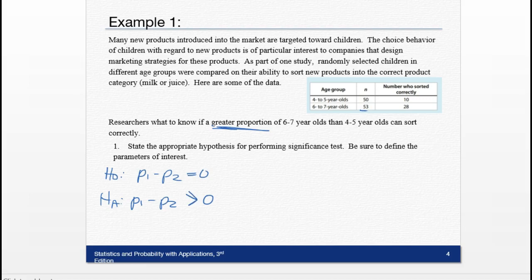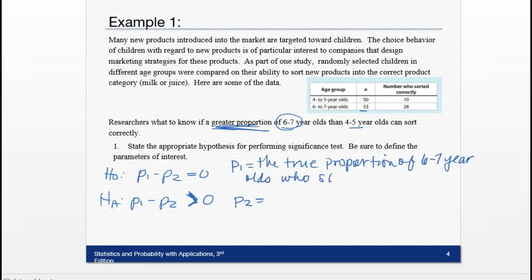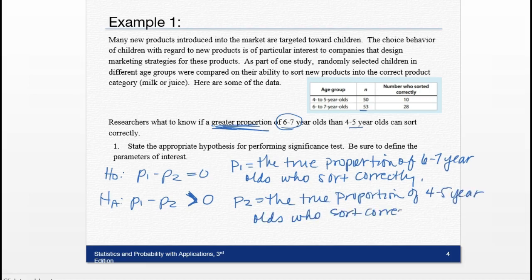It says greater proportion, so we're going to make it greater than. Now, here's where it gets a little bit tricky. You have to decide which one is P1 and which one is P2. Well, what do the researchers think? They think that the 6 and 7-year-olds will be greater than the 4 and 5-year-olds, right? So I have to clearly define P1 is the true proportion of 6 to 7-year-olds who sort correctly. P2 is the true proportion of 4 and 5-year-olds who sort correctly. Okay? So that's the first step.